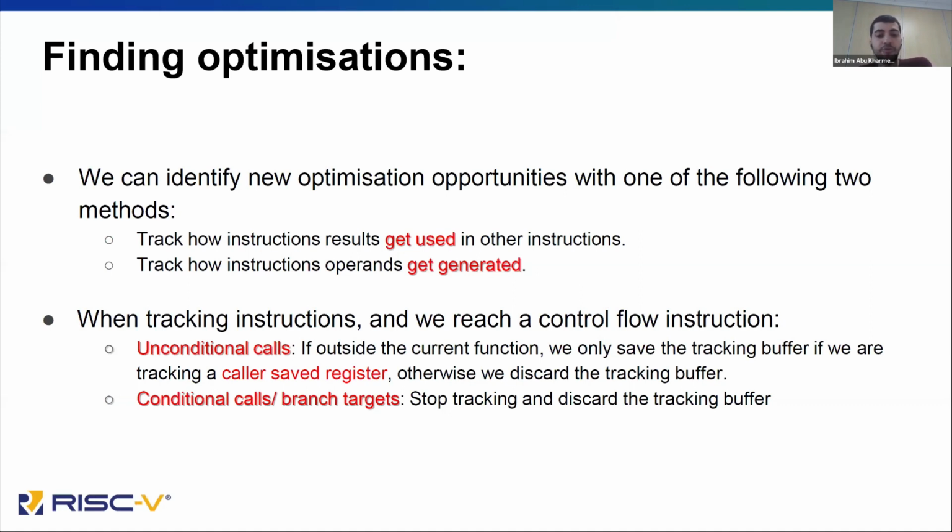When we're tracking instructions, we face the issue of control flow instructions. If we reach an unconditional call to outside the current function, we would only save the tracking buffer if we're tracking a caller-saved register. Otherwise, we'll just discard the tracking buffer. For conditional calls or branch targets, we'll just stop and discard the tracking buffer because we don't know which direction the branch will go. And if we don't know, then we wouldn't be able to tell for sure if we can fuse that instruction or not.